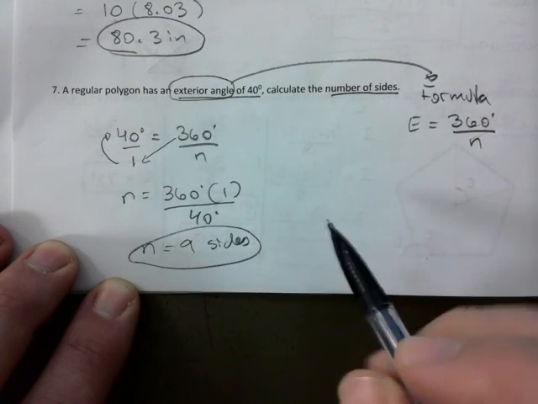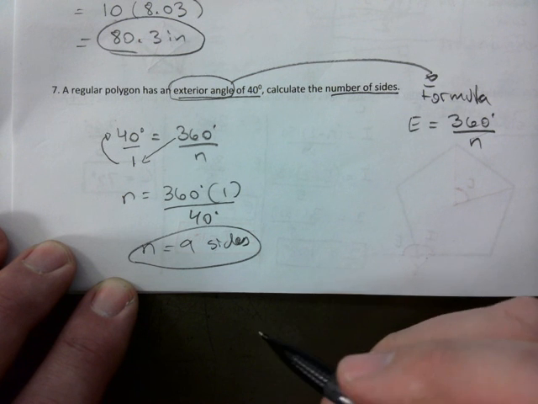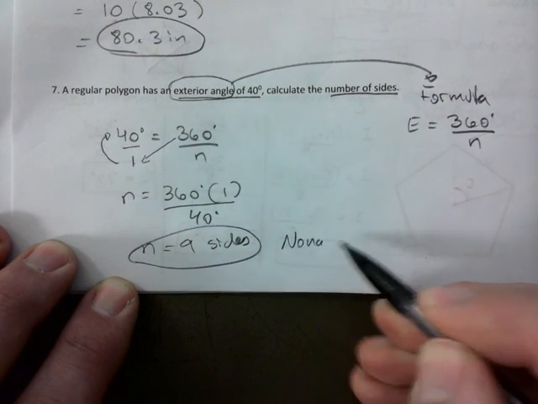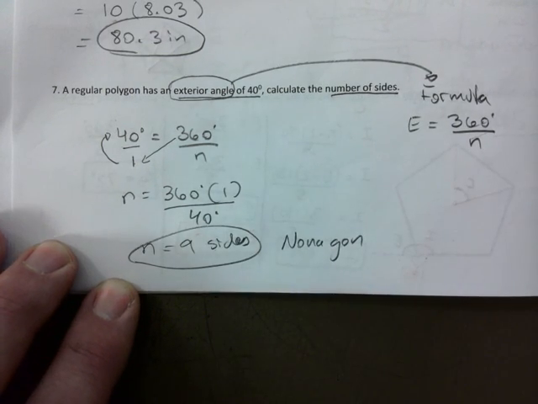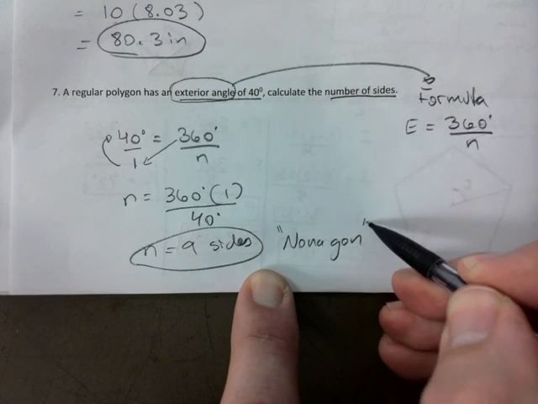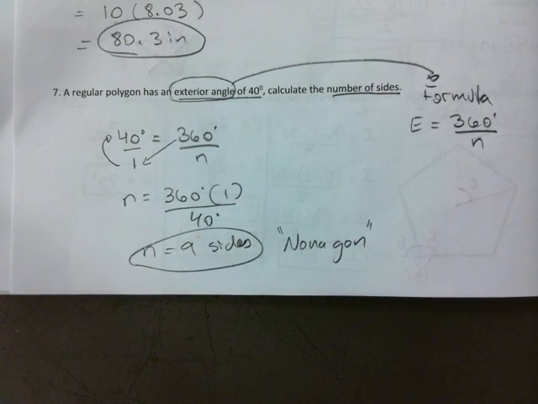So in this case, it has 9 sides. What do we call a 9-sided polygon? A nonagon. Okay? This is the name of that particular polygon.